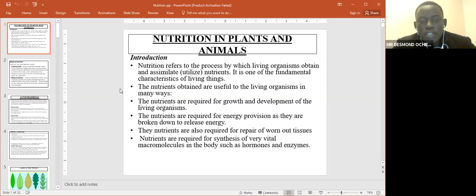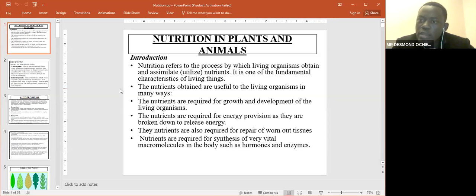Another importance of the nutrients that are obtained and utilized by living organisms is that nutrients are required for the repair of worn-out tissues. The living organisms require nutrients so that they can repair some of their worn-out tissues and even some of their cells, the cells that die.